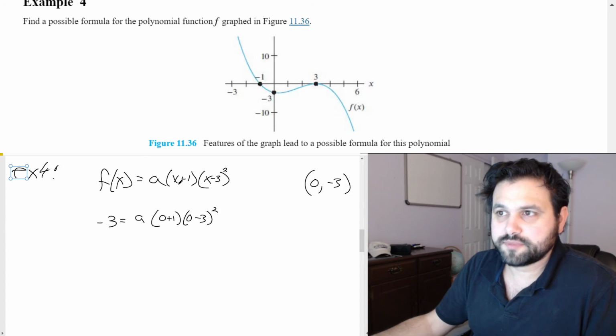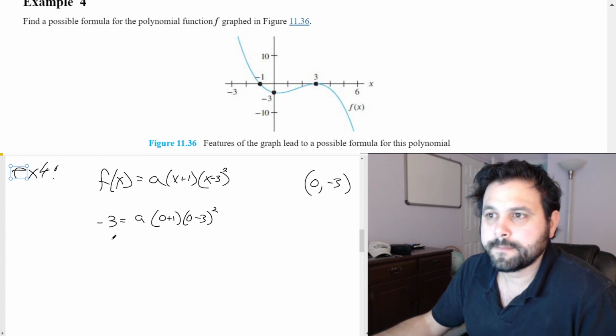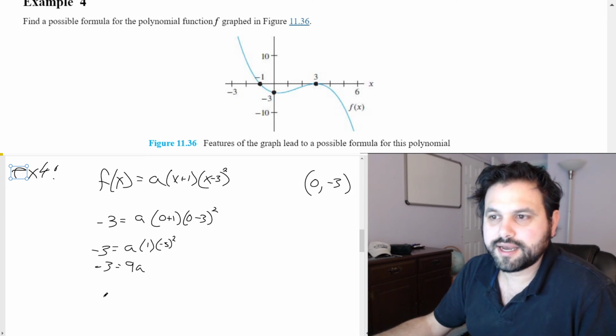So what I did there was, remember, I plugged 0 in for x, and I plugged -3 in for my output. Okay? And so now I get, well, that's going to be -3 squared is 9 times 1. Let me just show you that. So let's just simplify this. Let's do all of that. It's going to be 9 times 1 is 9, so we got 9a, divide by 9, and we get, what is that? -1/3.